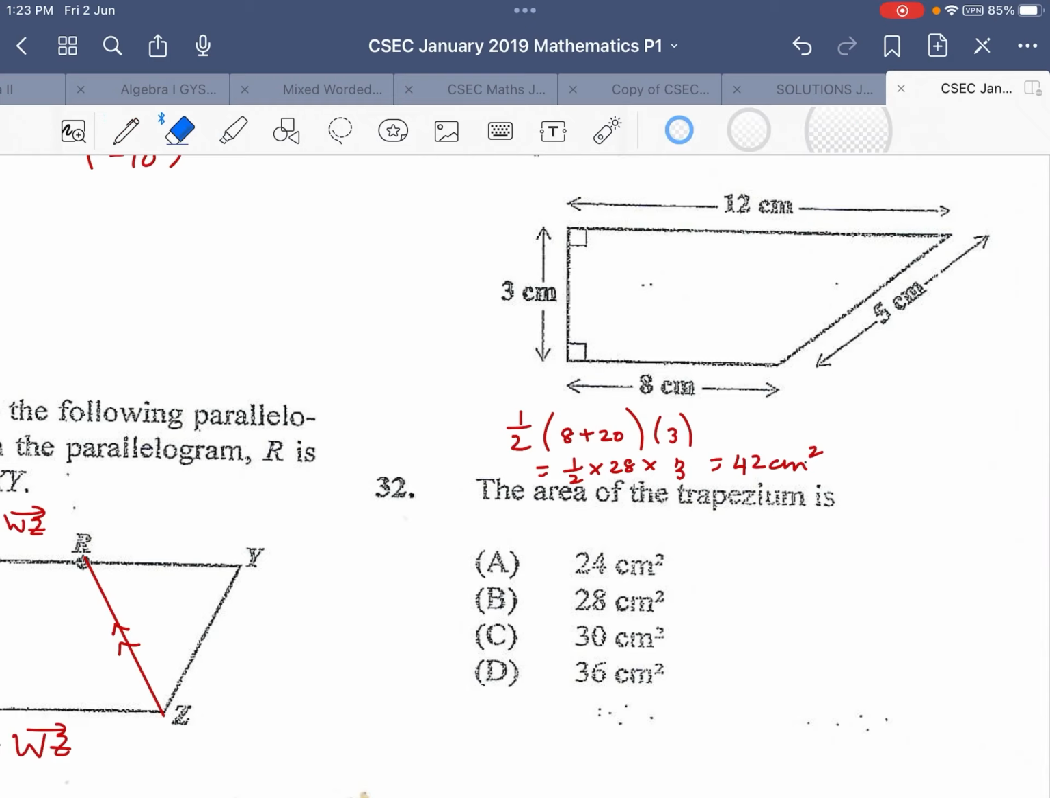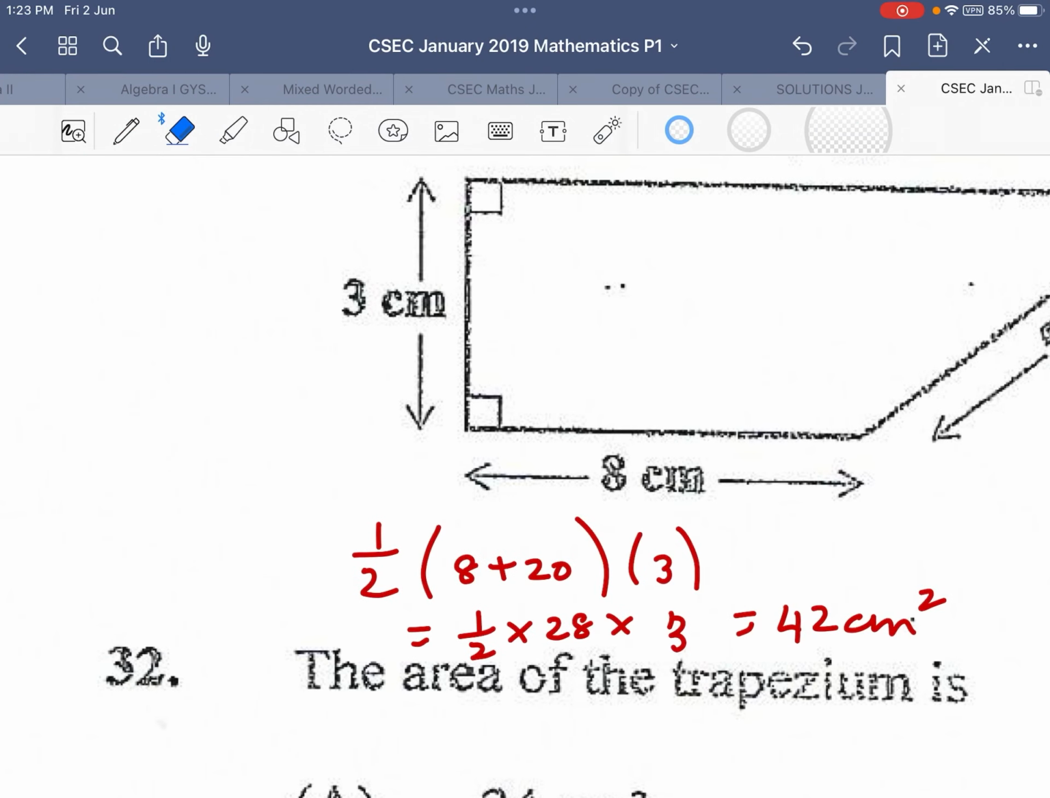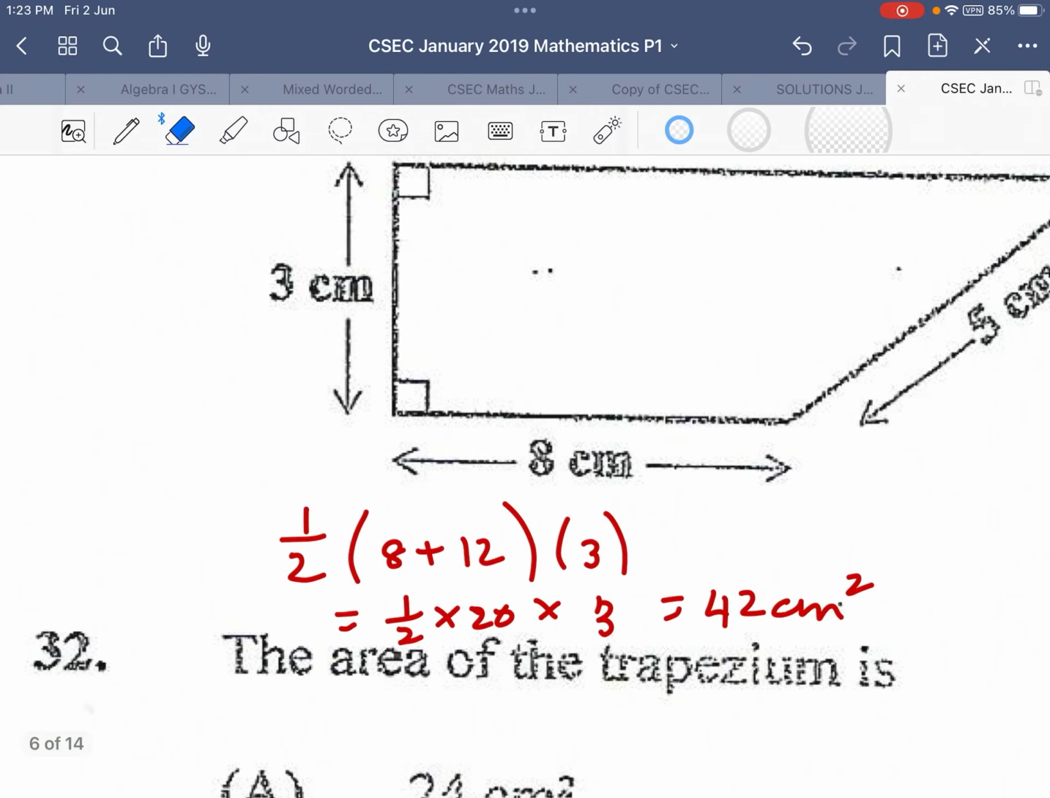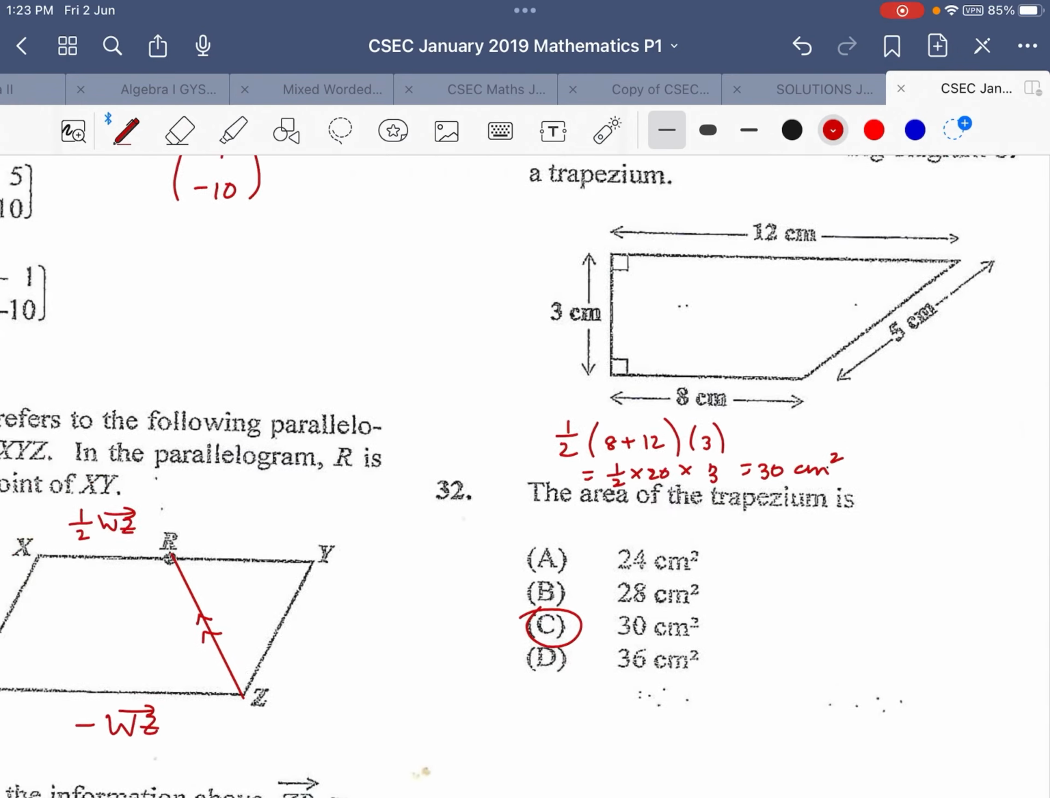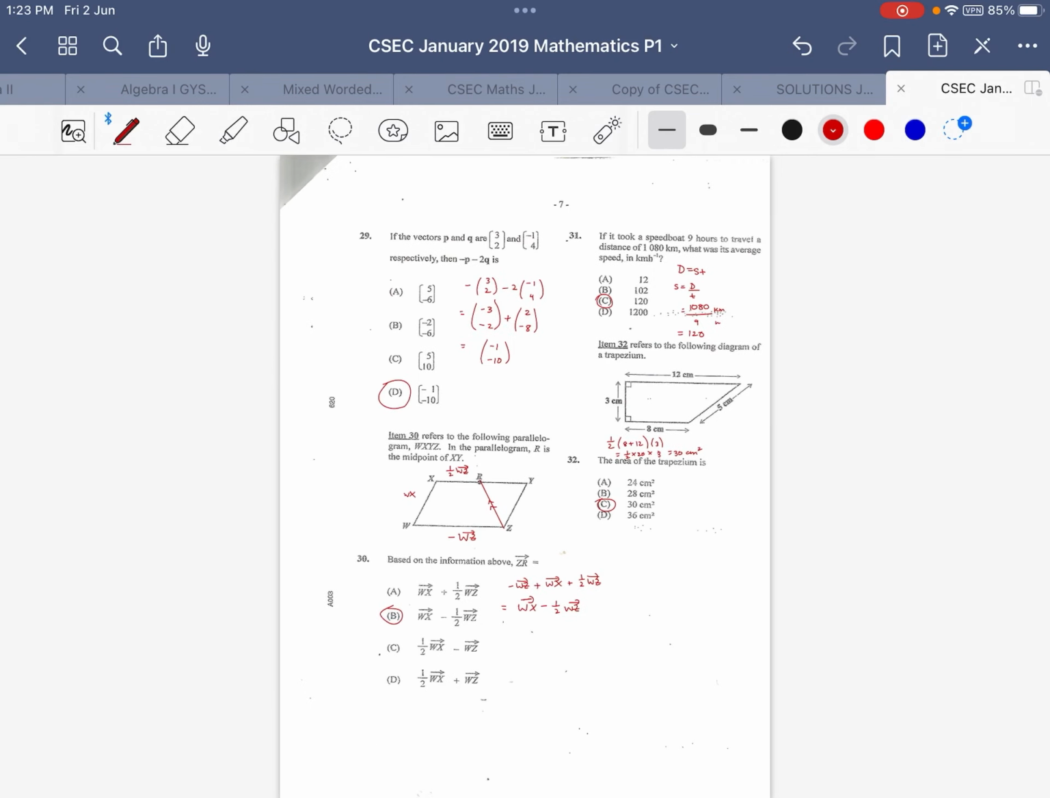Oh, this is 8. Again, another mistake. Sorry about that. So this should be 8 plus 12, which is 20. So it's 1/2 by 20 by 3. 1/2 by 20 is 10. And 10 times 3 is 30 centimeters squared. Okay, so 32 is C.